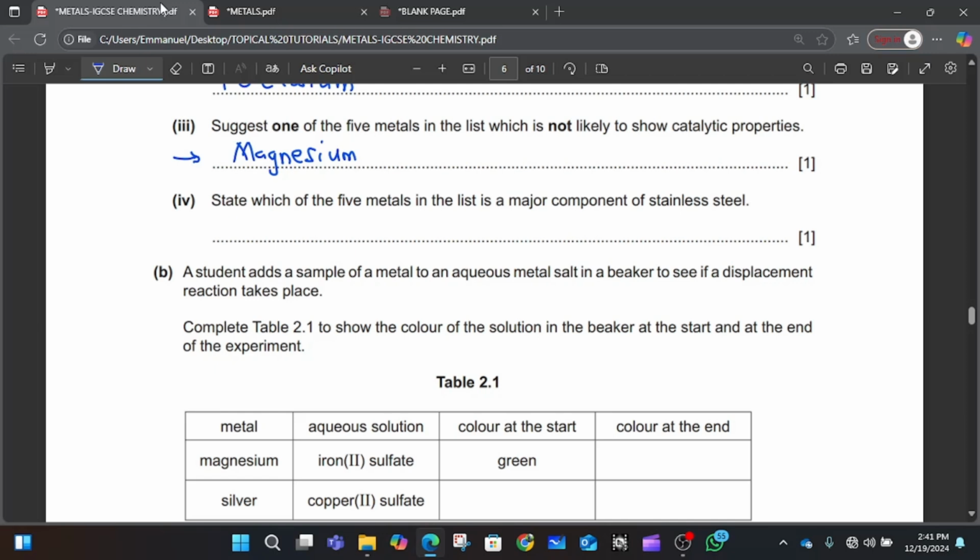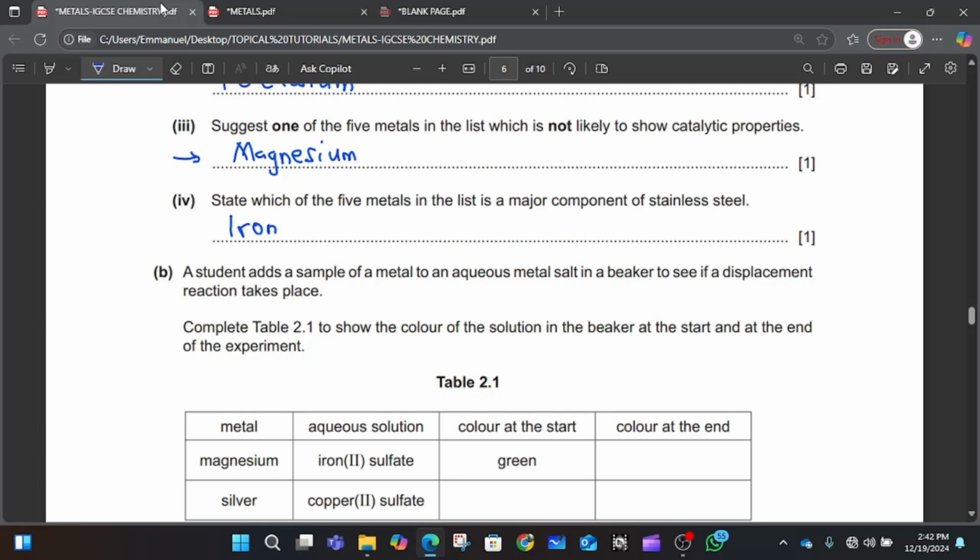And from the list, we can see iron in the list. And iron is the major component in stainless steel. B. A student adds a sample of a metal to an aqueous metal salt in a beaker to see if a displacement reaction takes place. Complete table 2.1 to show the color of the solution in the beaker at the start and at the end of the experiment.